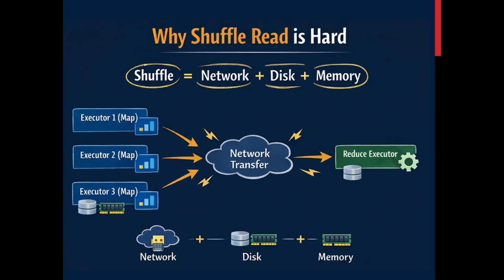Now think about this. If even one machine fails, or one file is missing, the entire stage can fail. And that's why shuffle read is one of the most fragile parts of Spark. Now before we go deep, let's first understand the big picture.